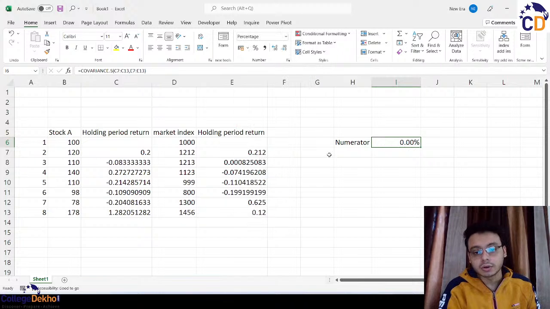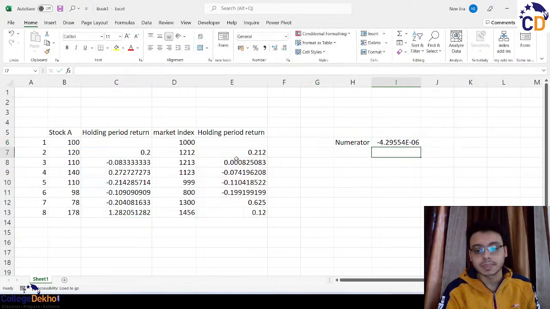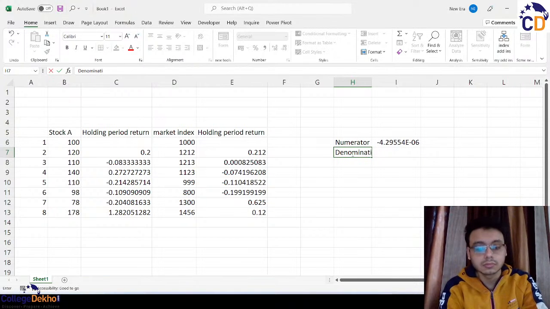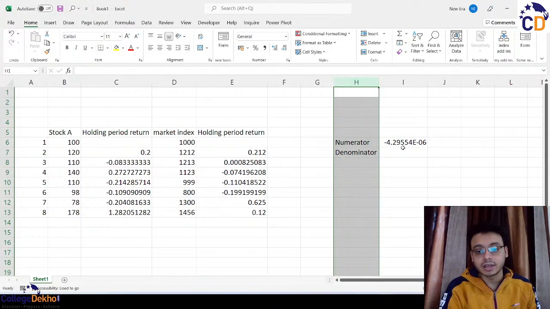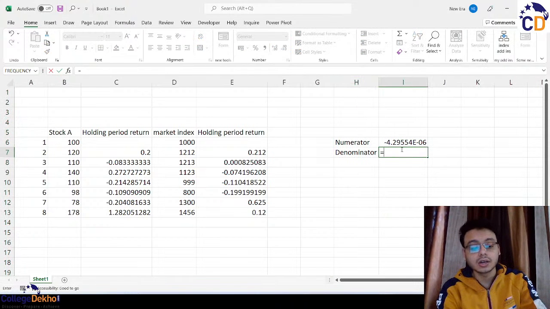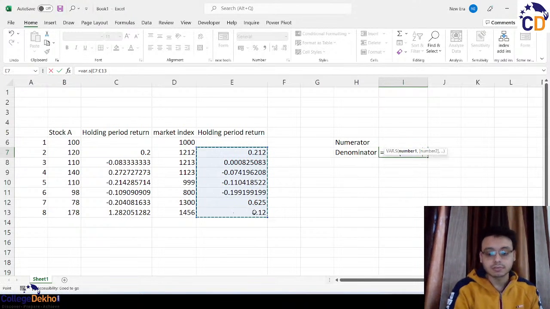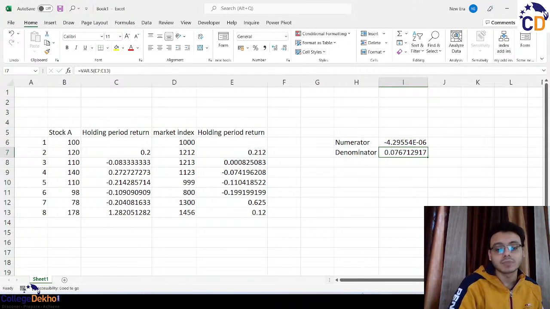We can convert it into percentage. We got the covariance of the market and security, and these are returns. For the denominator, you have to find the variance of the market only and not the stock. We have a function called VAR.S once again. Select the returns of the market and close the bracket. This is the variance of the market that we have.